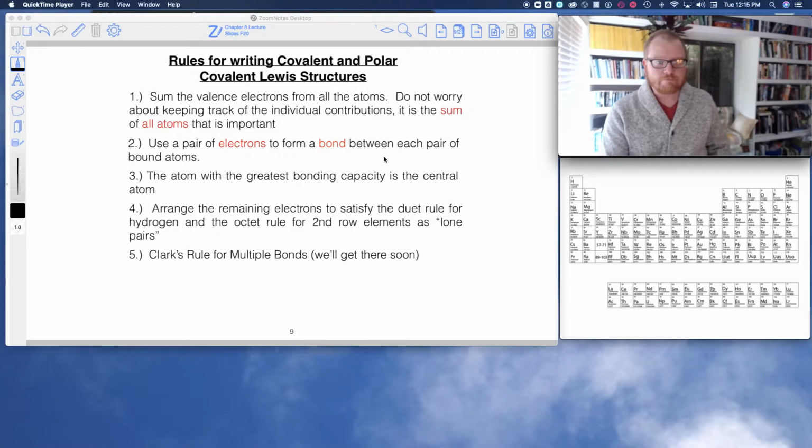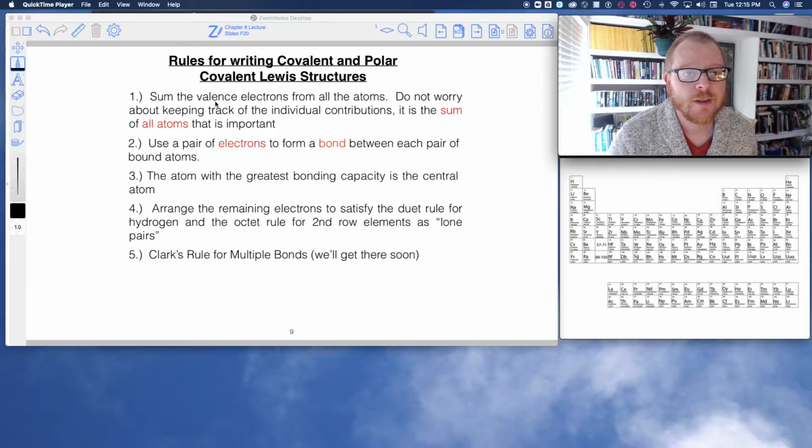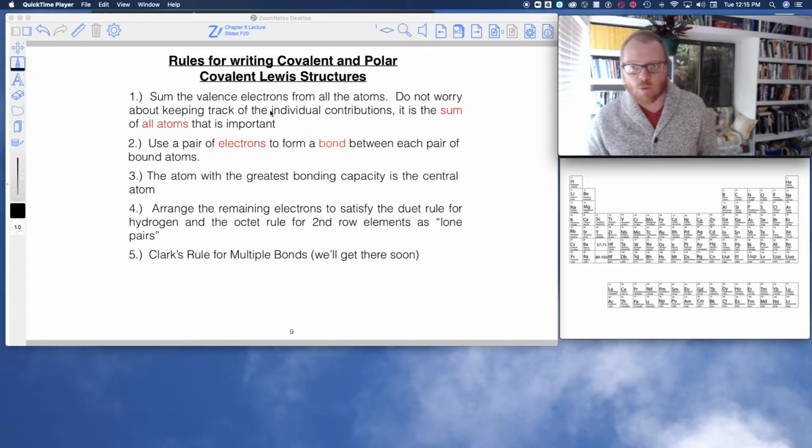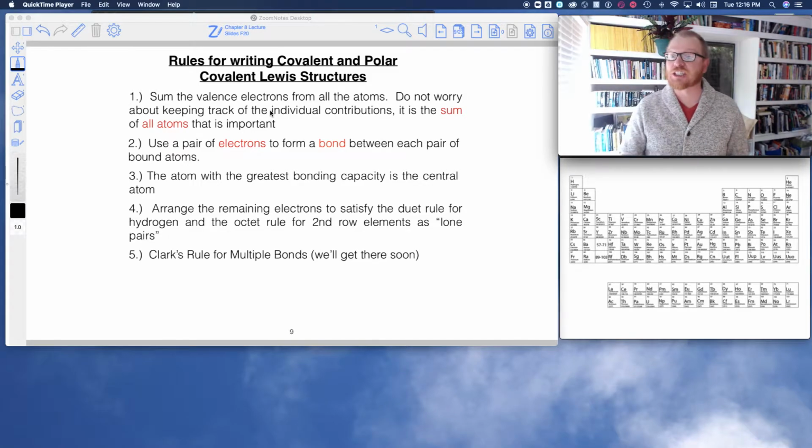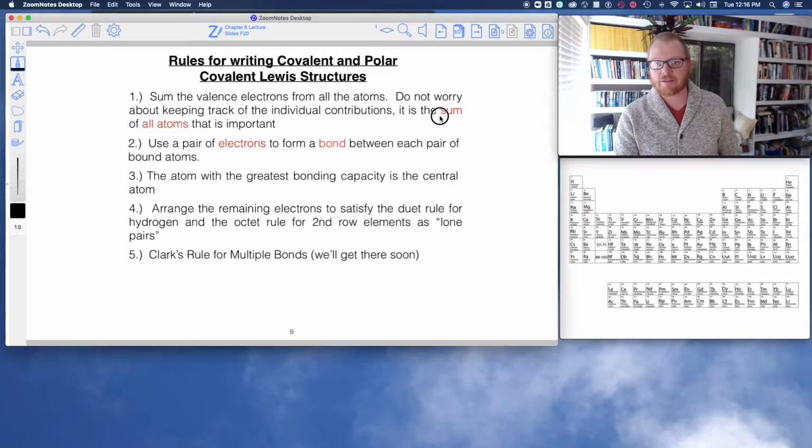Okay, so first, rule number one, sum the valence electrons from all the atoms. Don't worry about which has which. Just add them all up, okay? And so I'm going to go through examples of this, so we'll see examples of how to do it. So add up all the valence electrons, and keep track of that sum.